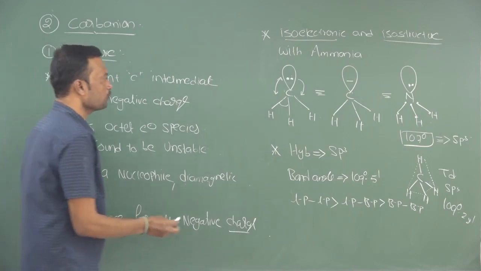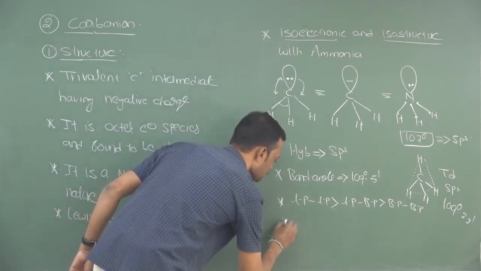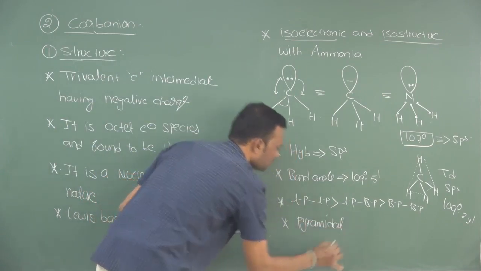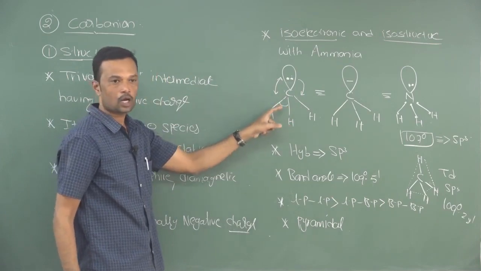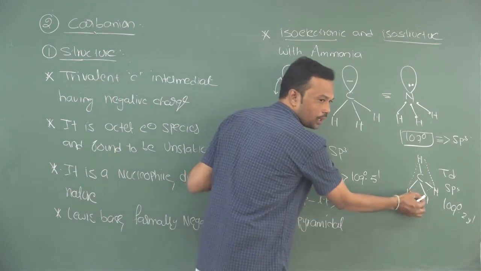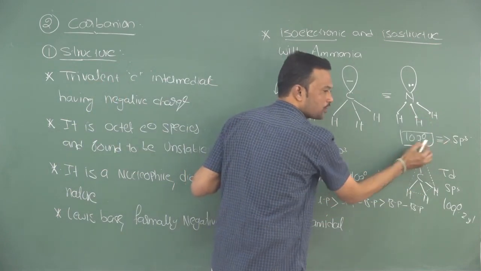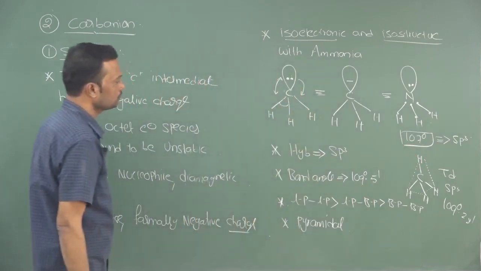So what is the shape of the carbanion? The shape of the carbanion is pyramidal. The geometry is pyramidal. Carbanion has a pyramidal geometry. Methane has a tetrahedral geometry. The carbanion is also pyramidal, sp3 with 107 degrees, while methane is sp3 with 109 degrees 28 minutes.